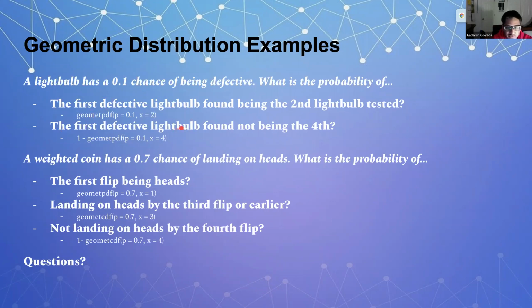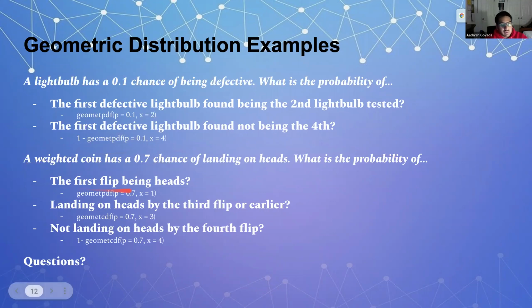So now the first defective light bulb, what's the probability of it not being the fourth? So we can go back to the complement rule. The probability of something not happening is just 1 minus the probability of it happening. So we find the probability of it being the fourth, and then we do 1 minus that. So we take geometPDF 0.1 and 4, and then we do 1 minus that, and we have 0.9271.